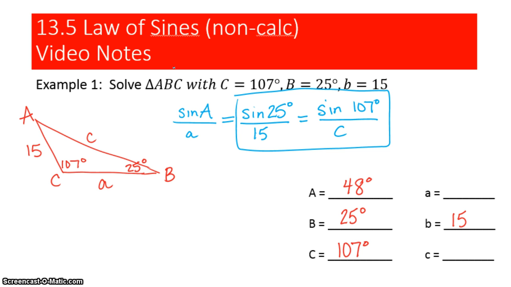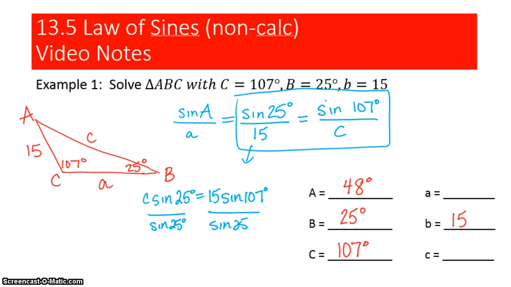And then how do you solve a proportion? Well, you cross multiply. So to solve this here, we're going to cross multiply. So we have C times sine of 25 degrees equals 15 times sine of 107 degrees. To get the C by itself, we're going to divide by sine of 25 degrees, and then we're going to type that into the calculator. Go ahead and type in 15 times sine of 107 divided by sine of 25. And you should end up with C equals 33.9. So that side is 33.9.